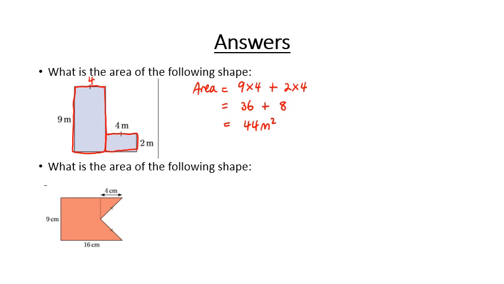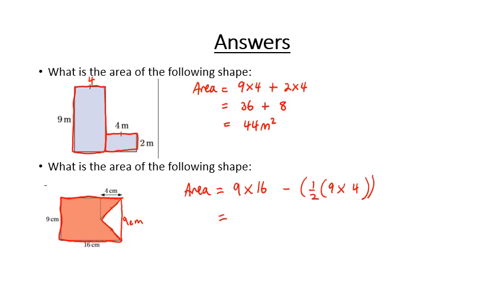In our next question, we have one large rectangle take away a smaller triangle. So the area is going to be equal to 9 times 16 take away half of our base, which is actually 9. Remember, that's 9 centimeters. And our height is 4 centimeters.